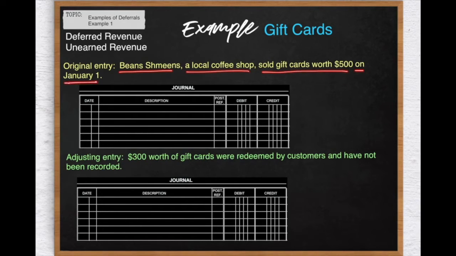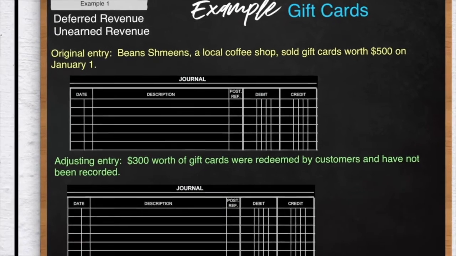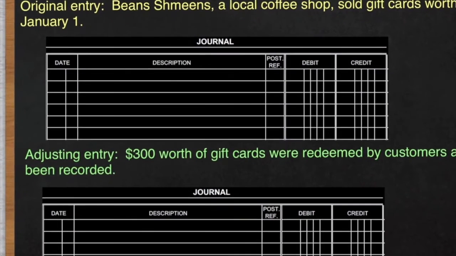Beans Schmeans, a local coffee shop, sold gift cards worth $500 on January 1st. So it's at the beginning of the year, and they sold $500 of gift cards. What does that look like? Well, first here's our journal right here. We're gonna put in our date, January 1st. Remember that debits come first and credits come second. And because the coffee shop sold gift cards, they're going to receive cash. So a debit is to cash for $500.